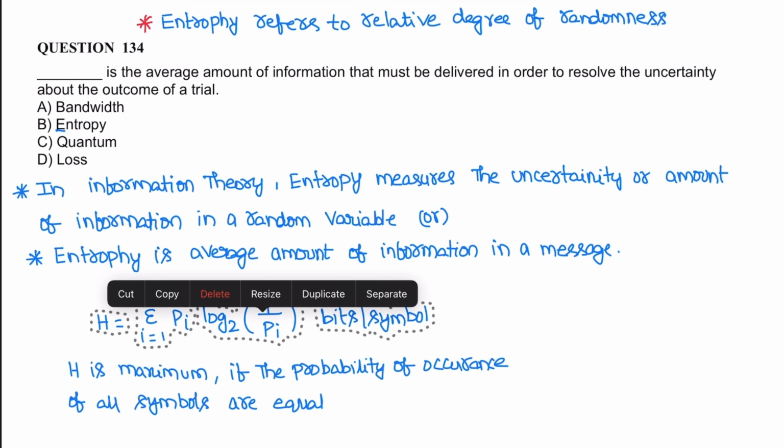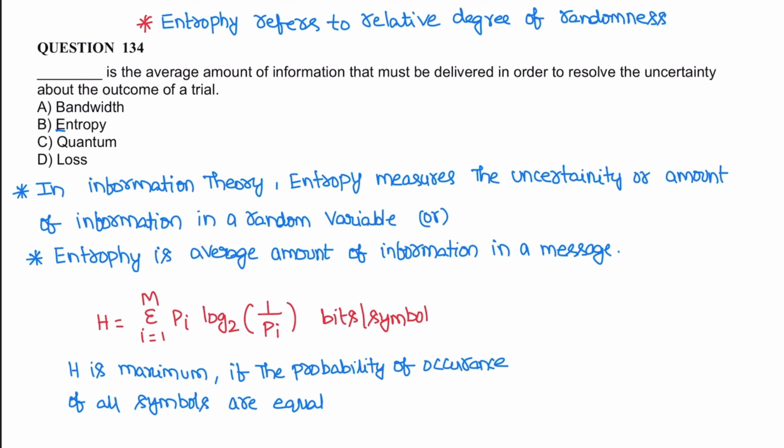Bits per symbol. H is maximum if the probability of occurrence of all symbols are equal. For an equiprobable symbol source, entropy is maximum. So the formula for entropy is H = sigma i = 1 to m of p_i log to the base 2 of 1 by p_i bits per symbol.